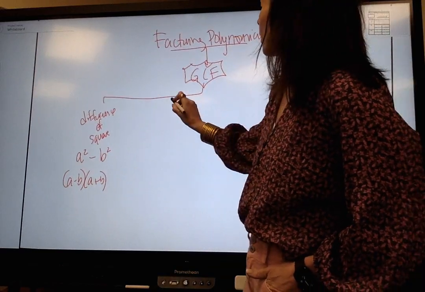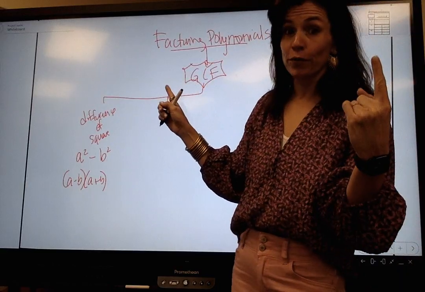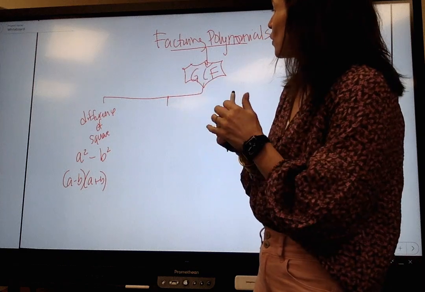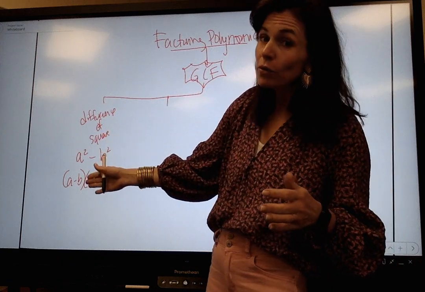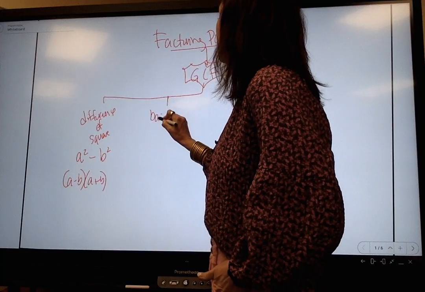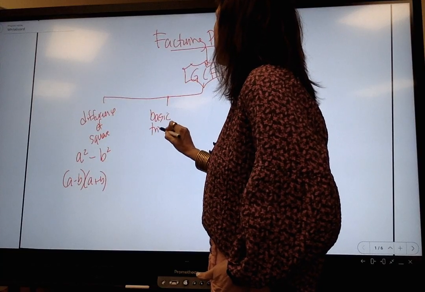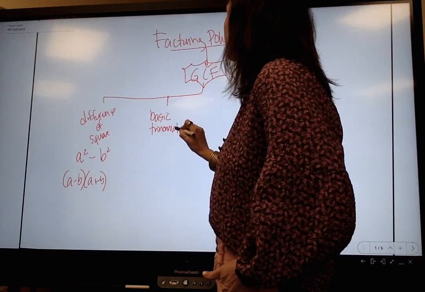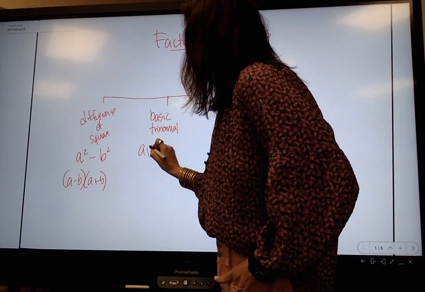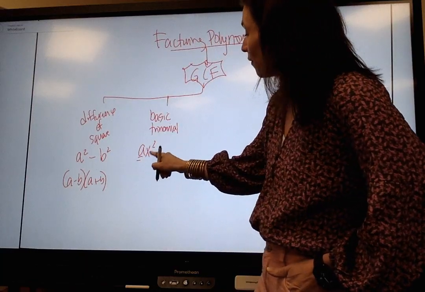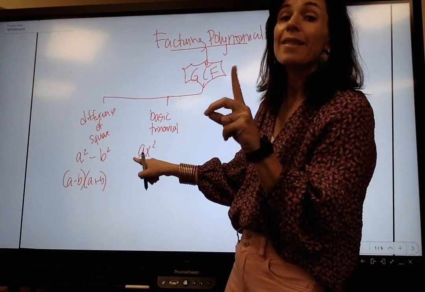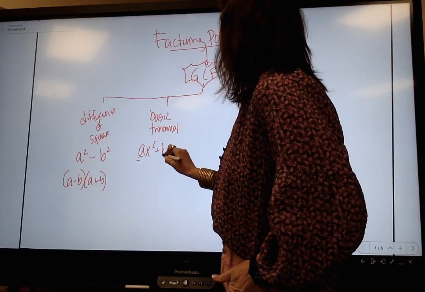Today what we're going to be talking about is, remember, our first step is always, is there a GCF? If there's a GCF, we ask ourselves, is it a difference of squares? If it's not a difference of squares, then we have to ask ourselves, is this a basic trinomial? And this is what we're going to be doing today. A basic trinomial is where your coefficient of x squared, that quadratic term, is 1. That's what makes it a basic trinomial.